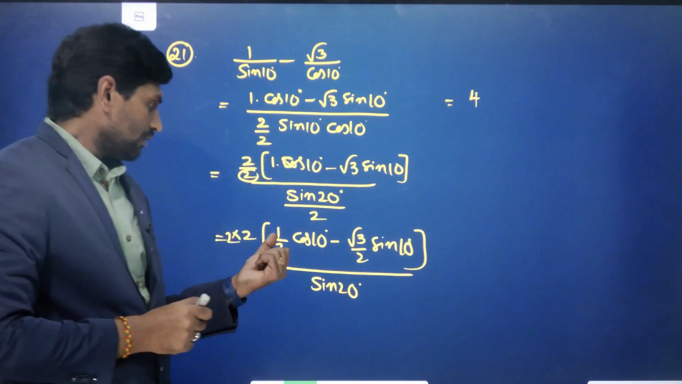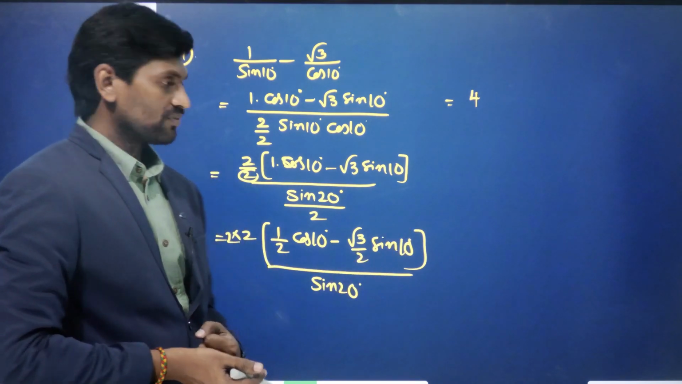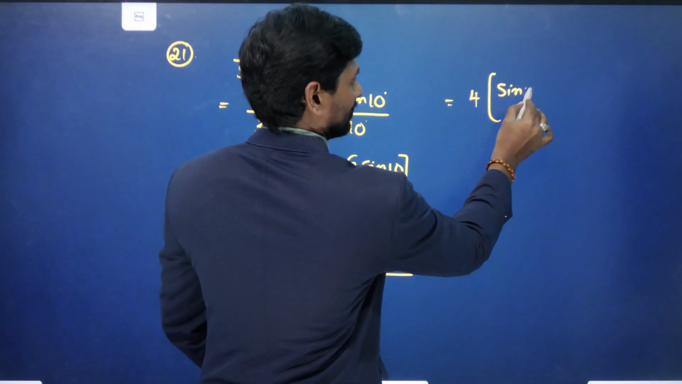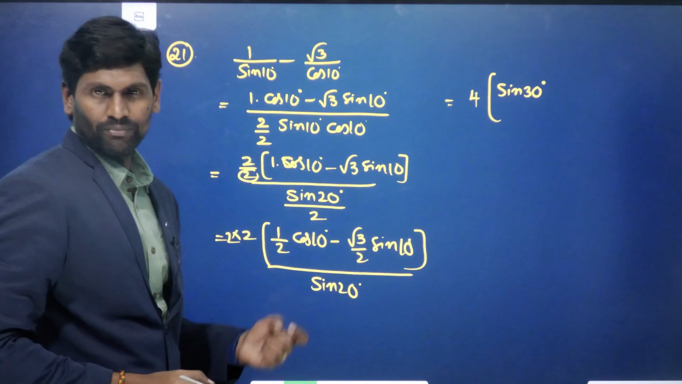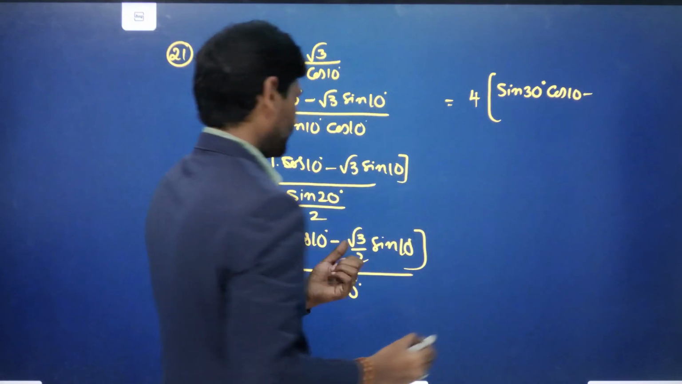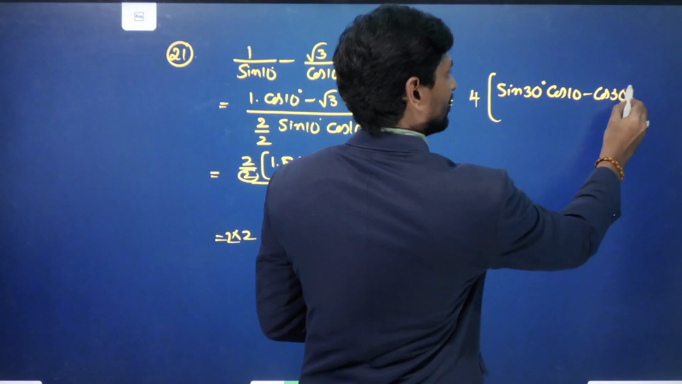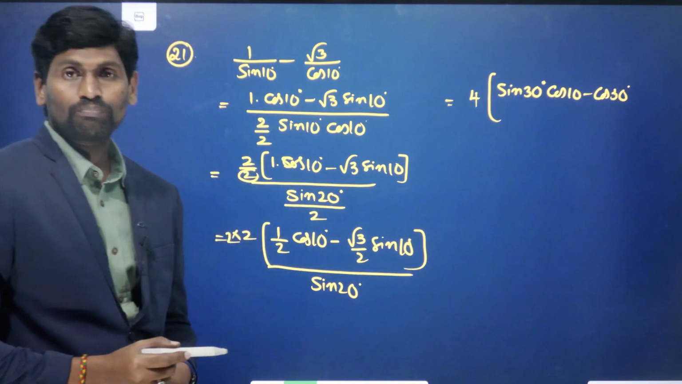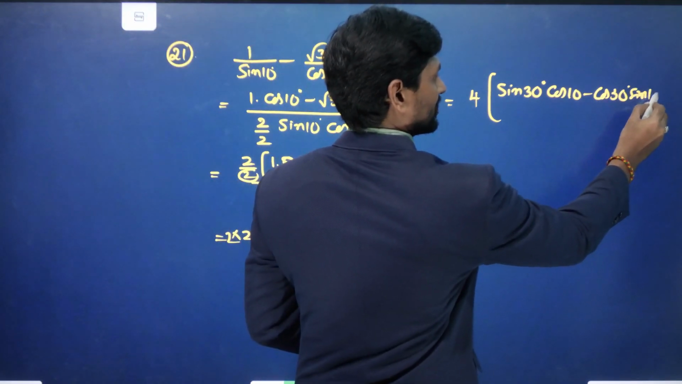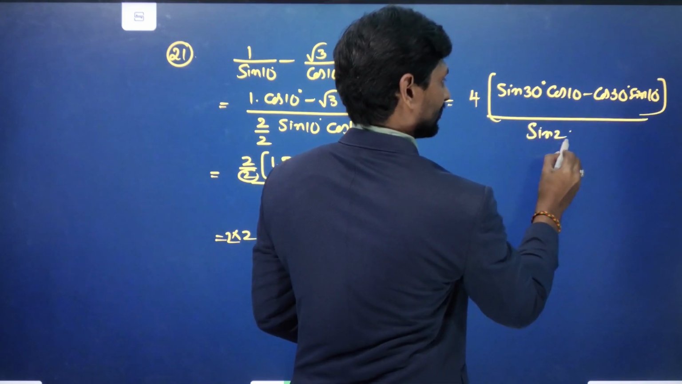It is in the form of sin A cos B minus cos A sin B. So before that, 1 by 2 I am writing as sin 30 degrees. Sin 30 degrees value is 1 by 2 only. And cos 10 degrees minus root 3 by 2, I can write as cos 30 degrees. Cos 30 degrees value is root 3 by 2, into sin 10 degrees. So divided by sin 20 degrees.